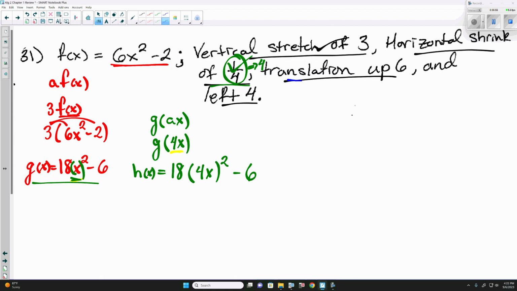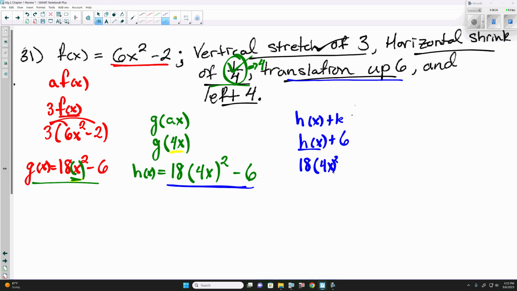Now that brings us to our next one, translation of 6 units up. So up and down is our plus k, so we'll have f of x plus k. Now since it's 6 units up, it's going to be plus 6. And we use h of x because we're applying it to this function here. So at this point, we can replace h of x with its function. 18 parentheses 4x squared, or x parentheses squared, minus 6, all in parentheses plus 6, because that's our h of x.